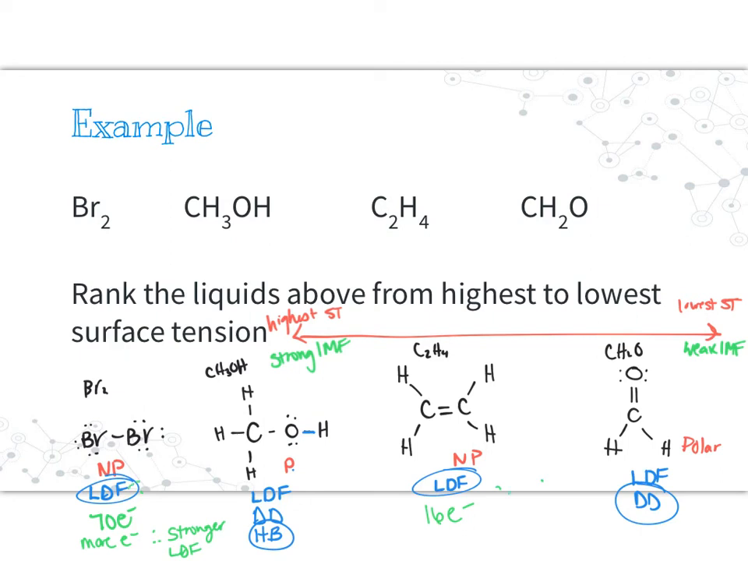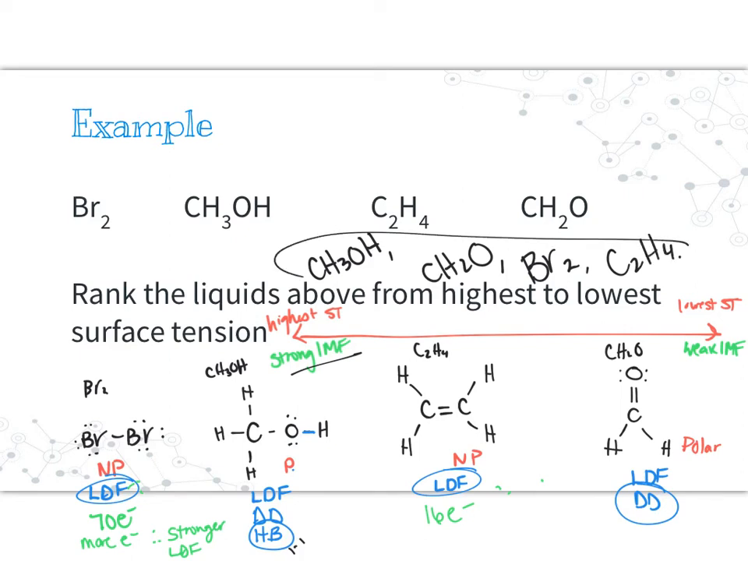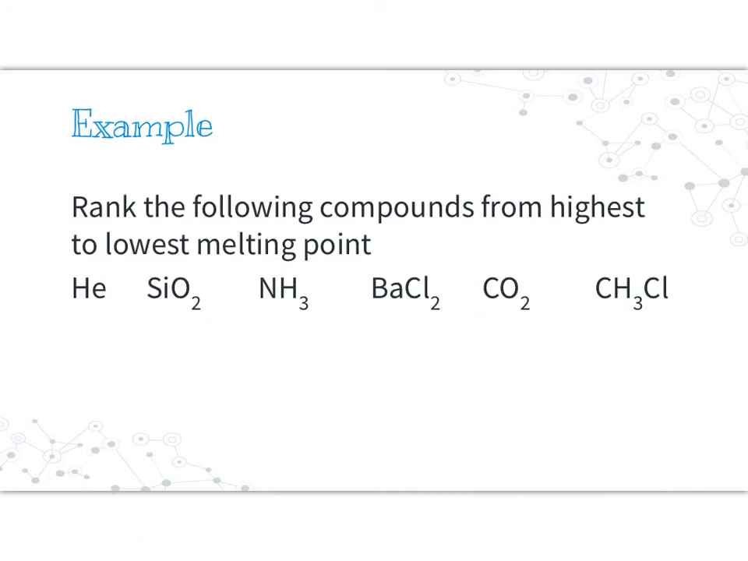All right, let's rank them from highest to lowest surface tension now. So the strongest intermolecular force here is hydrogen bonding. So CH3OH should have the highest surface tension. Next up will be something with dipole-dipole. So our CH2O. Bromine has stronger London dispersion forces than C2H4. Therefore, bromine is up next. And last but not least is our C2H4. This should be the order of our molecules from highest to lowest surface tension.